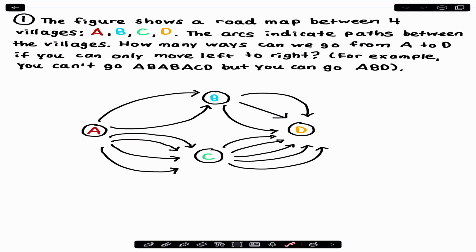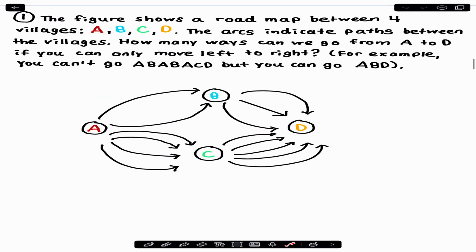So we're not going to go backwards. So for example, we cannot go from A to B and then back to A, back to B, back to A, to C, and then to D. No, that is not allowed. We can go A to B and then from B to D. So let's count. How many total ways are there?